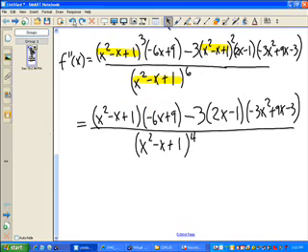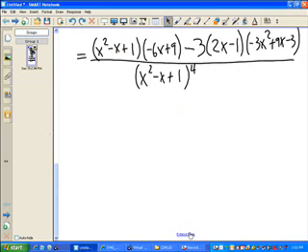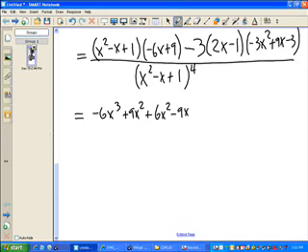All right. Extend the page. Here we go. Hopefully I won't make any mistakes here. Negative 6x cubed, plus 9x squared, plus 6x squared, minus 9x, minus 6x, plus 9. Let me double check and make sure I did that right. It's negative 6x cubed plus 9x squared plus 6x squared minus 9x minus 6x plus 9. That looks pretty good.